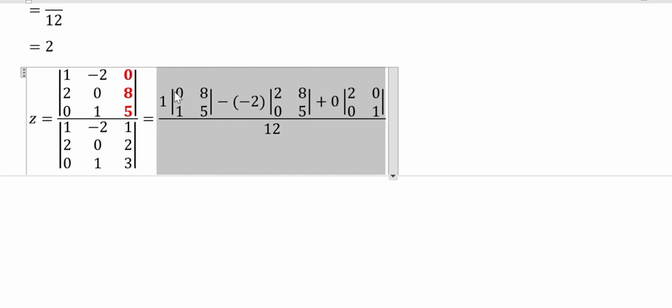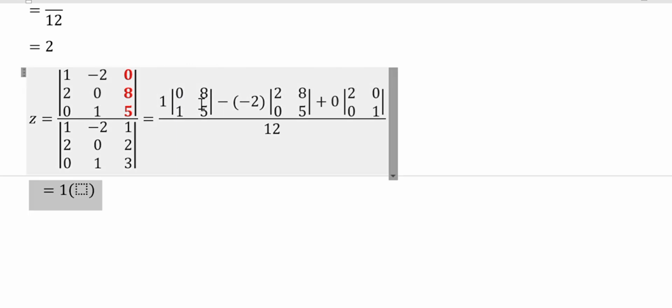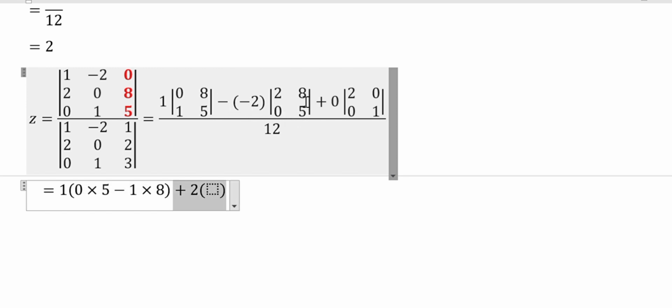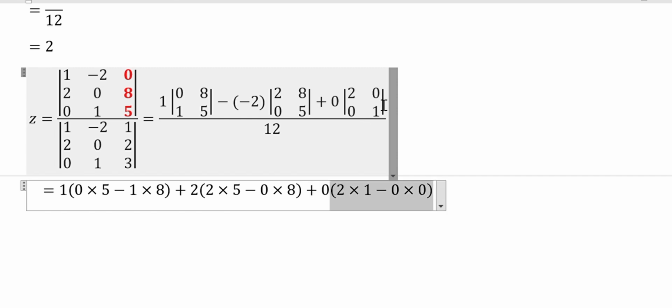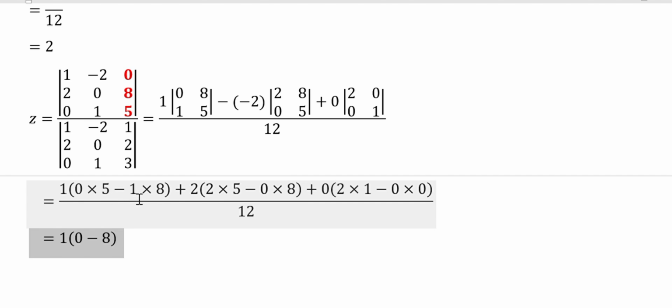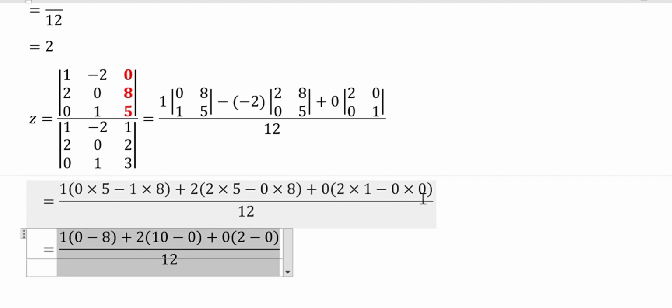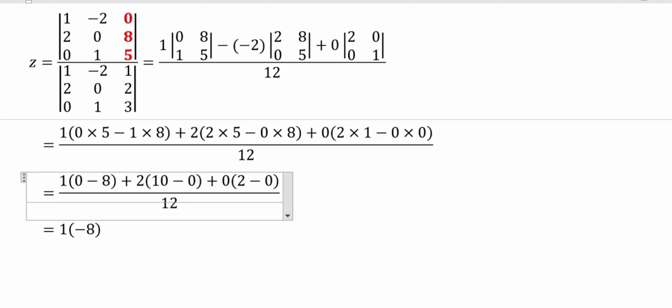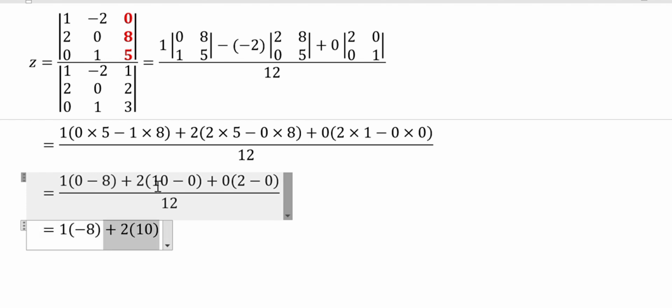We shall have 1 into 0 times 5 minus 1 times 8 plus 2 into 2 times 5 minus 0 times 8 plus 0 into 2 times 1 minus 0 times 0, all over 12. So that is the same as 1 into 0 minus 8 plus 2 into 10 minus 0 plus 0 into 2 minus 0 over 12. When you simplify that, you get 1 into negative 8 plus 2 into 10 plus 0 into 2 over the denominator, which is 12.